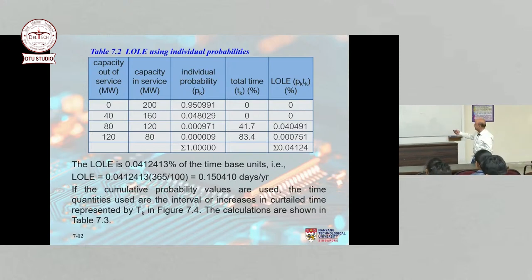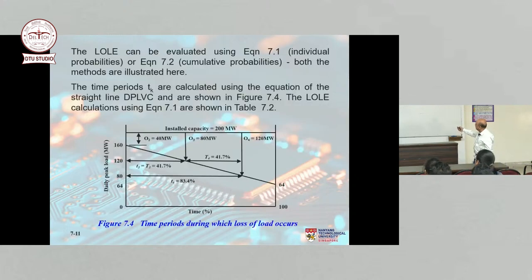Clear? Then the third case, when 2 generators are out, we lose 80 megawatt. Then of course 80 megawatt is here, and this is my load curve, and I'm not able to supply the load for this small time T3. So you can calculate this time using y is equal to mx plus c, and you will find that it is 41.7% in terms of percentage. Then the next outage will be 120 megawatt, and you can find this small T4, again using the equation of the line.